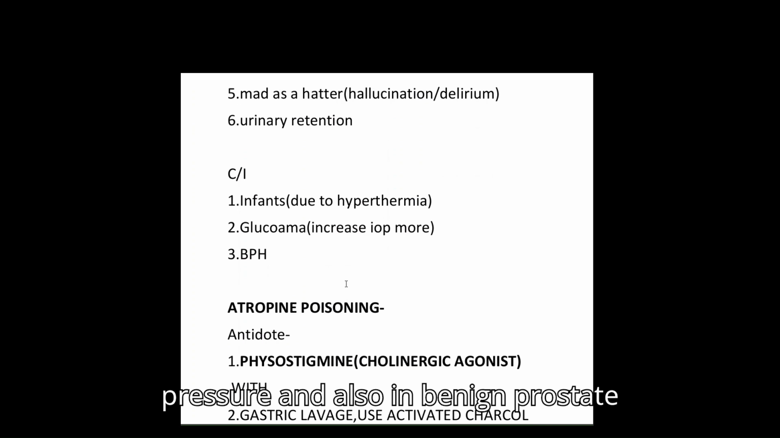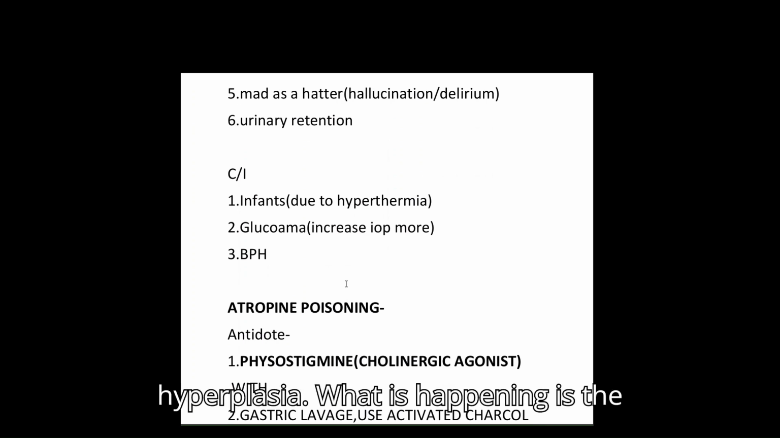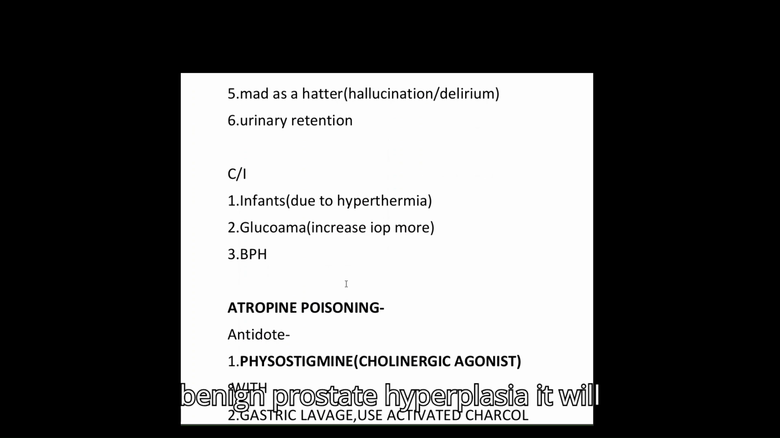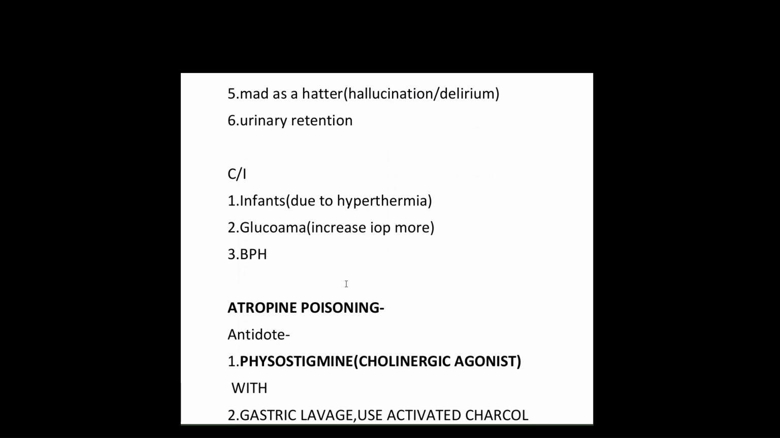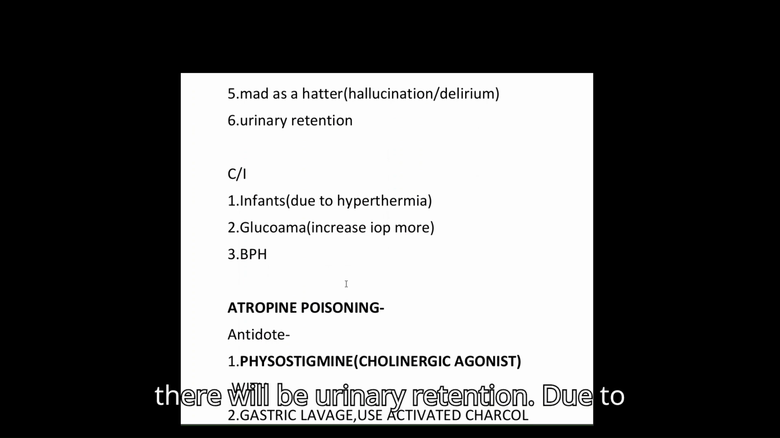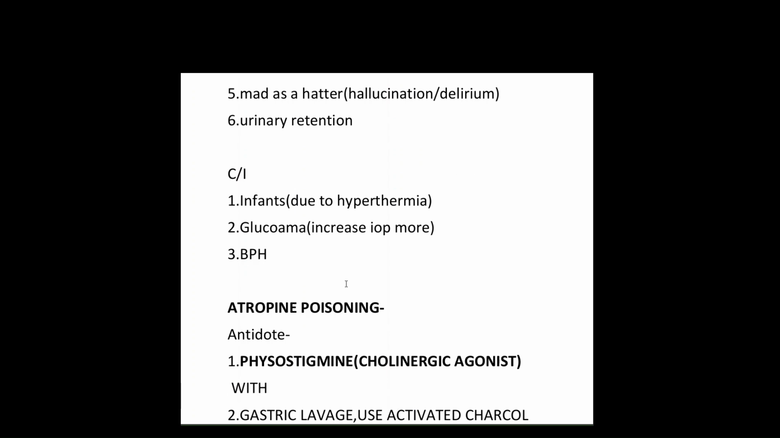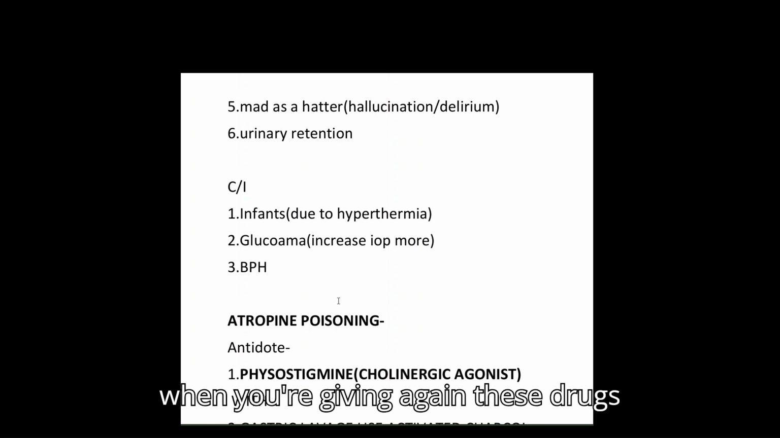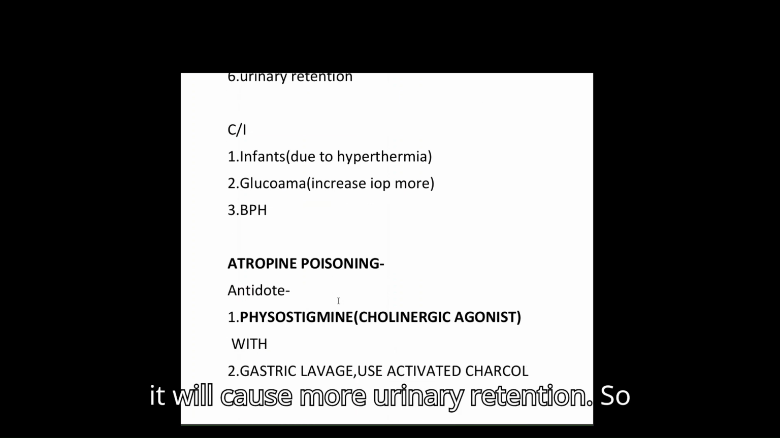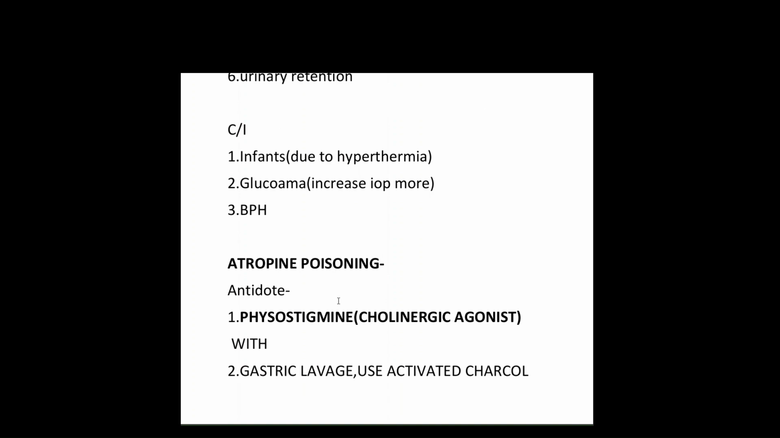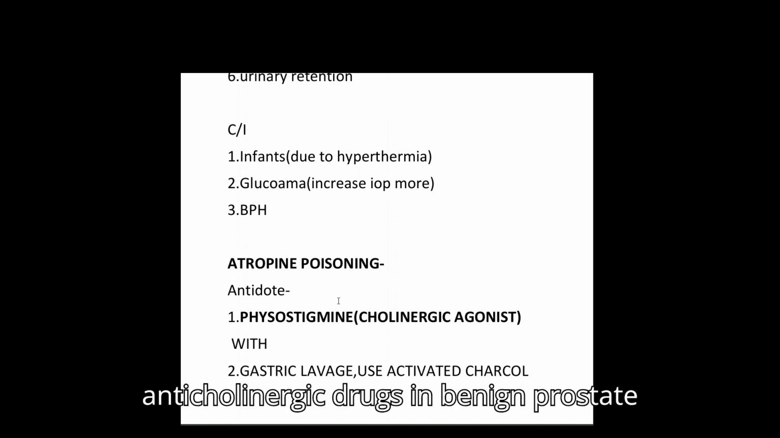And also in benign prostatic hypertrophy or benign prostatic hyperplasia, what is happening is that it blocks the urinary way. In the disease itself there will be urinary retention due to urethral constriction. So when you give these drugs again, it will cause more urinary retention. So you can't give anticholinergic drugs in benign prostatic hypertrophy.